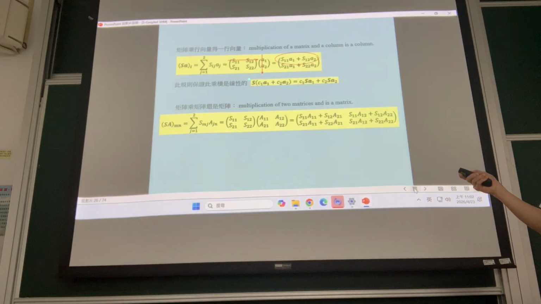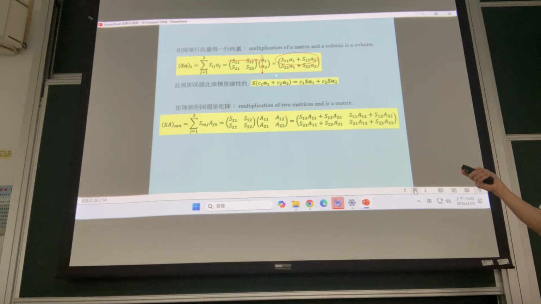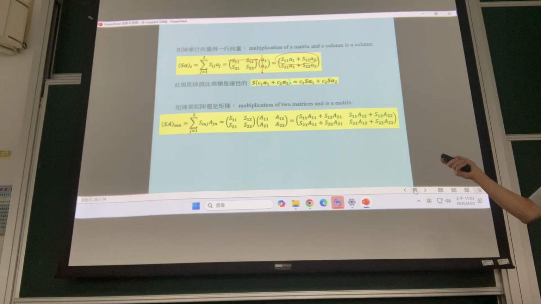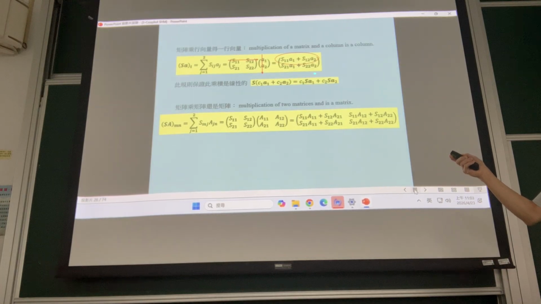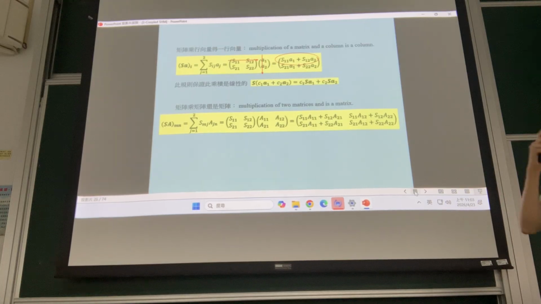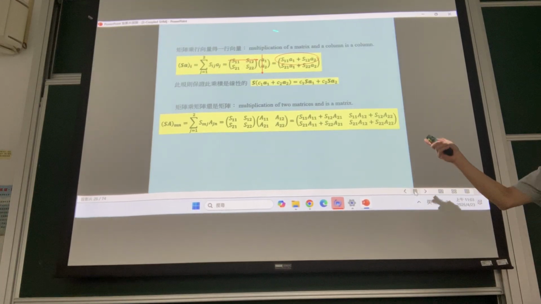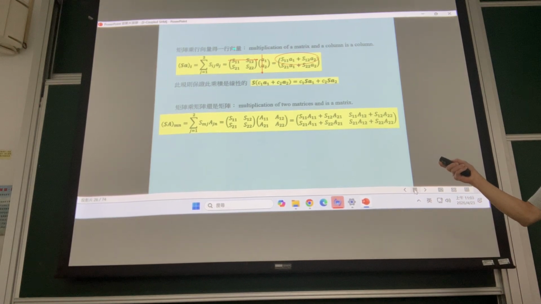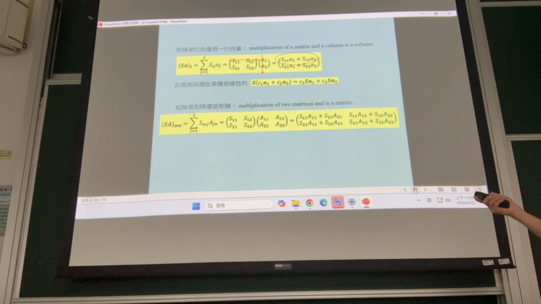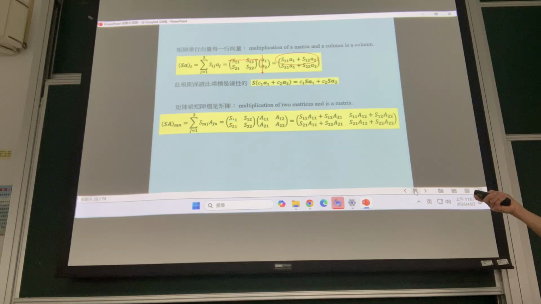For example, if you multiply S with C1 A1 plus C2 A2, it could be proven with this rule, and then it could be expanded, just like a distribution law. 跟分配率几乎是完全一模一样的。This is equal to C1 S times A1 plus C2 S times A2. So that's why we mathematicians design this kind of rule of multiplication between a matrix and a column. And also very important in the future is how to multiply two matrices together.